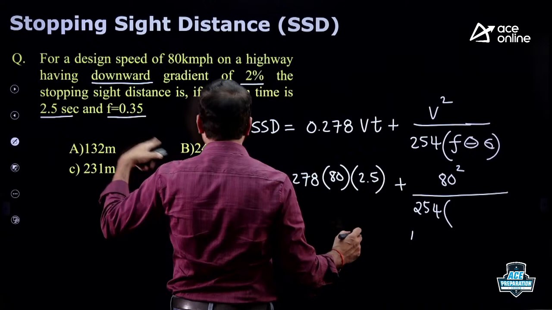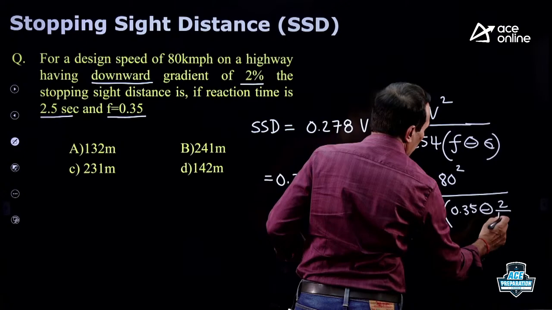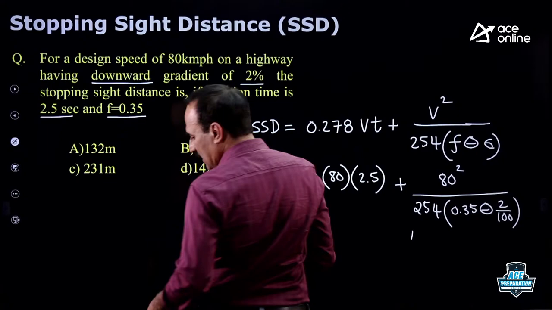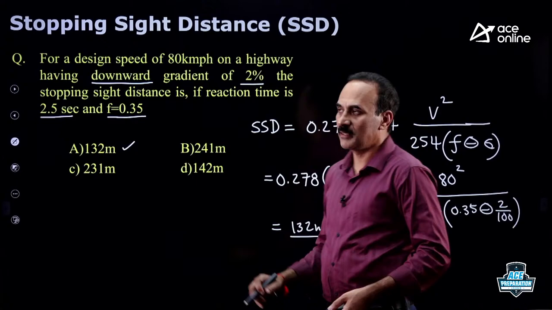Minus gradient, 2% is given. Don't use 2%. You need to use it as a ratio. Ratio means 2 by 100, you need to use it. If you simplify, you'll get the answer as 132 meter. Just simplification, picking up the answer. This is a direct substitution type of question. Generally possible in the GATE exam also.